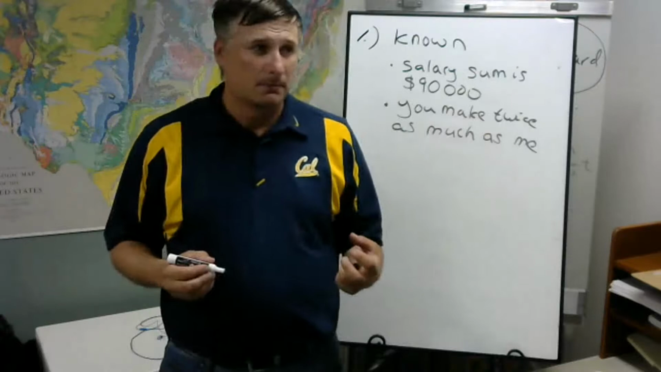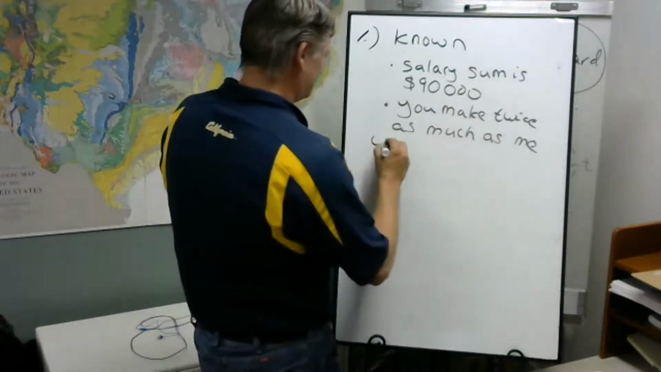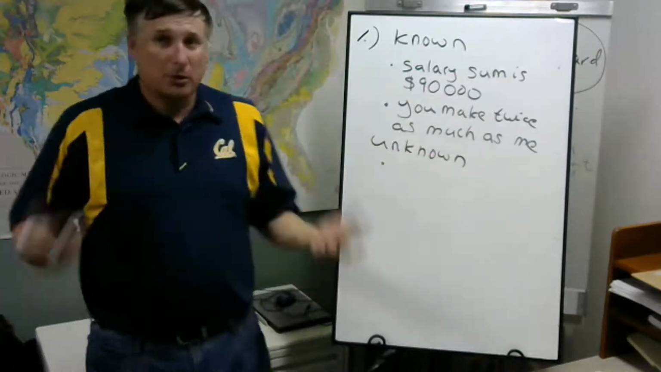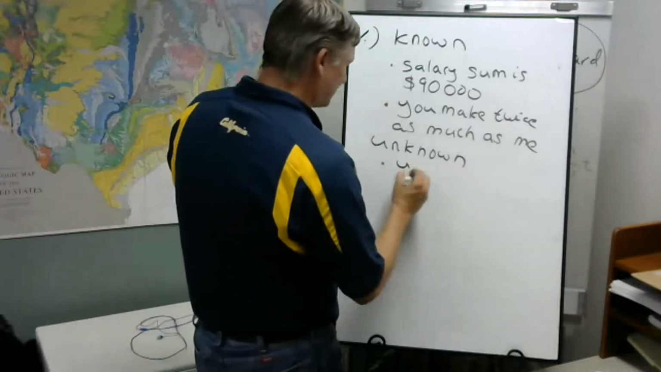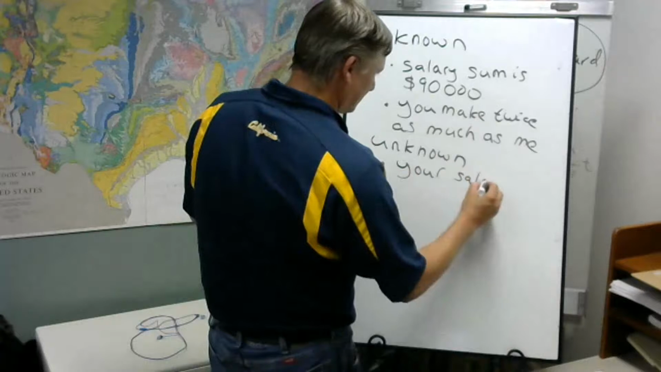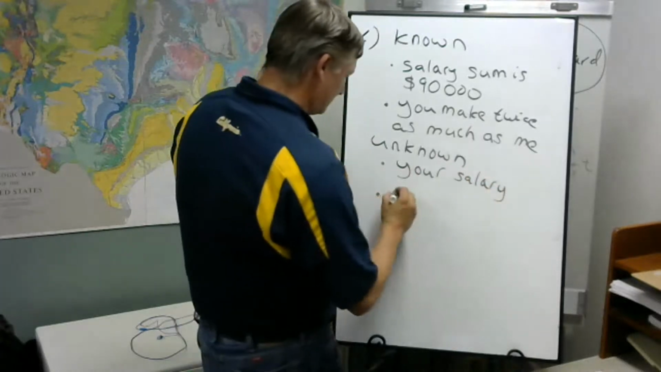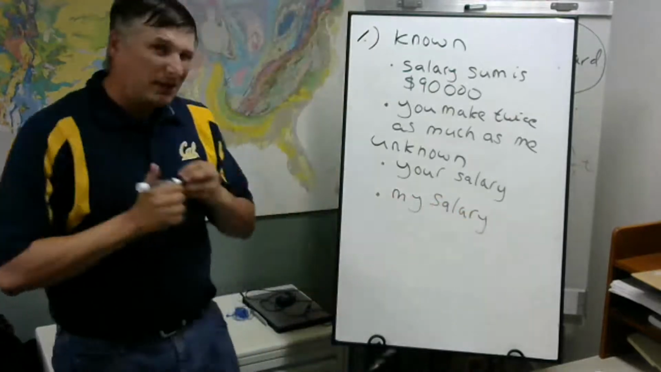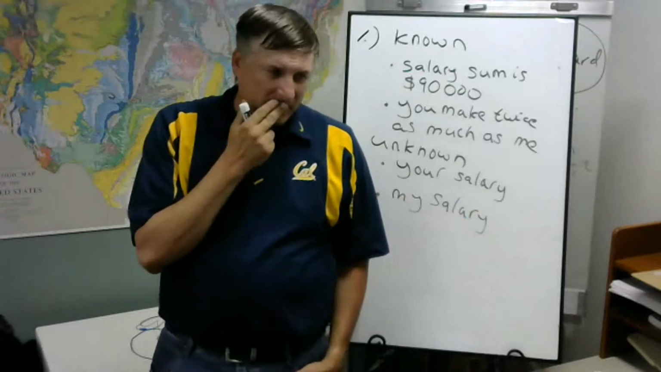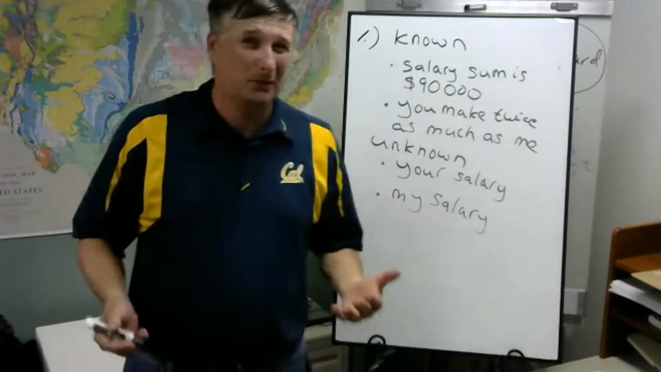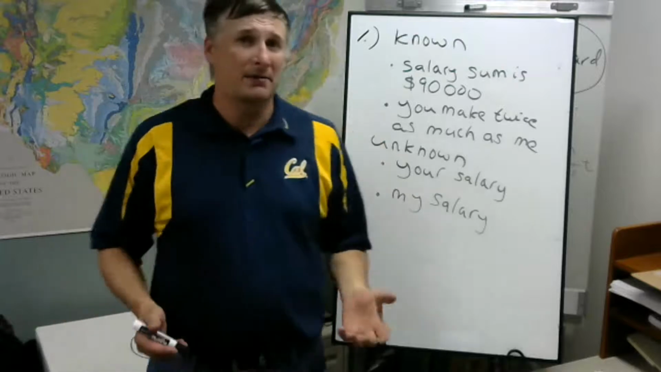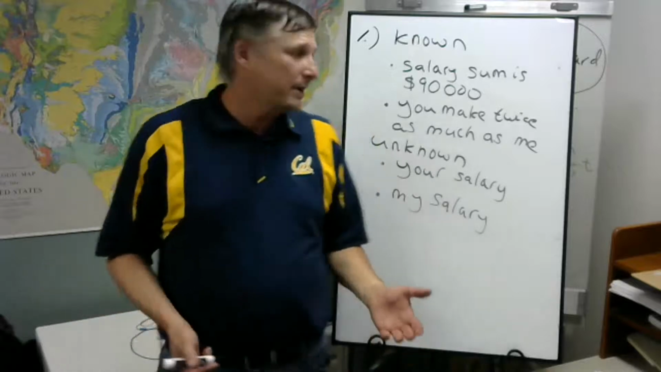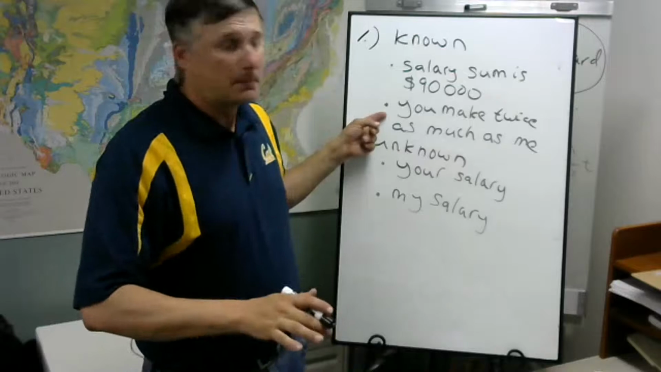So that's what we know. But what do we not know? Well, we don't know each other's salaries. We don't know yours. And we don't know mine. But here's the thing. We know your salary. Yours isn't totally a mystery. We do know something about your salary. It's twice as much as mine. So even though yours is unknown, we don't know exactly what you make, it's not completely unknown.